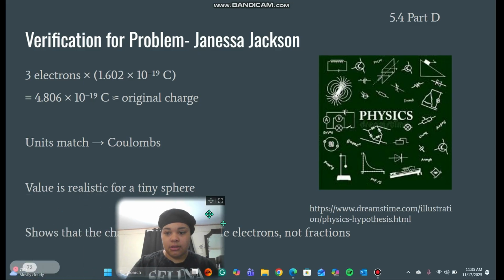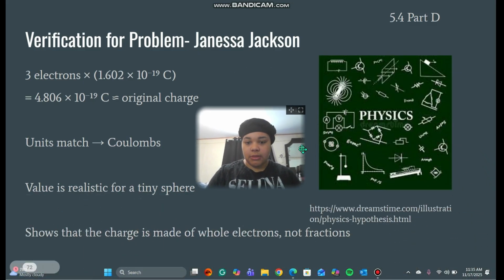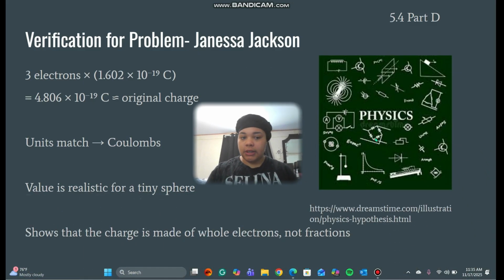Verification. To verify the answer, I multiply the number of electrons back by the electron charge. 3 electrons times 1.602 times 10 to the negative 19 coulombs gives almost exactly the original charge. The units match, the value makes sense, and it confirms that the answer is reasonable.